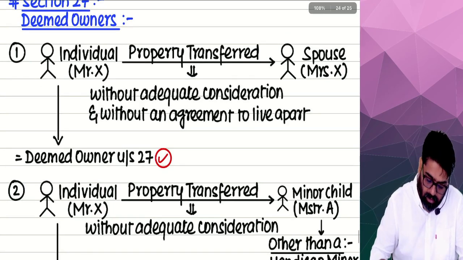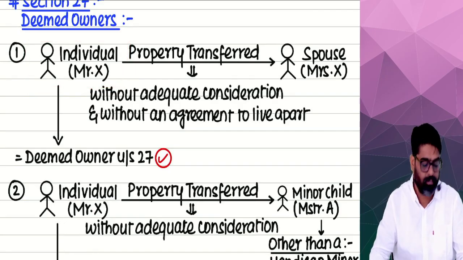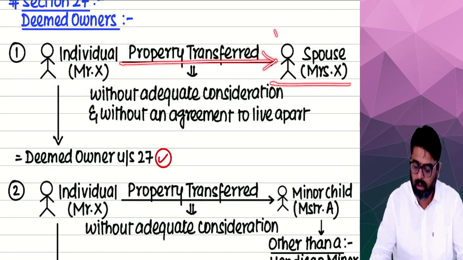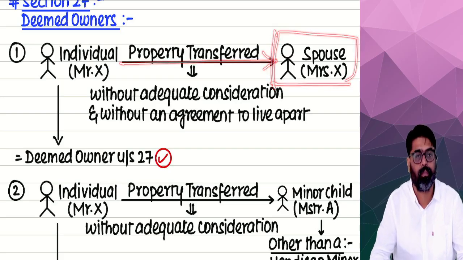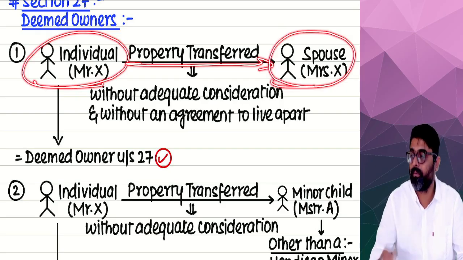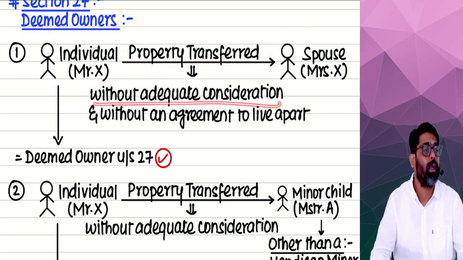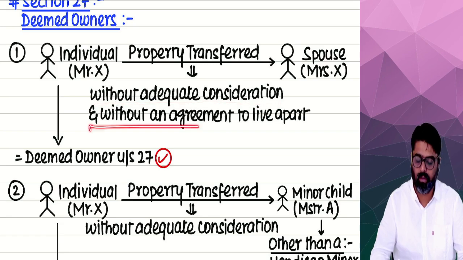Okay. Number 1. If you are an individual and you have transferred your property to your spouse. So an individual has transferred the property to his spouse without taking adequate consideration and without an agreement to.